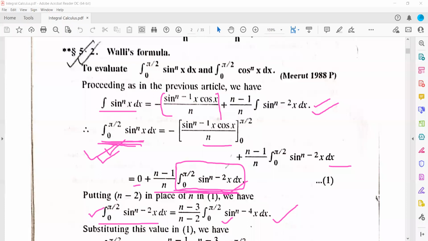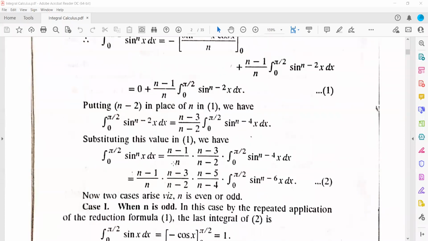Is that clear? Next, we need to find out the value of this integration. Find the value of this integration. So like this will go on.